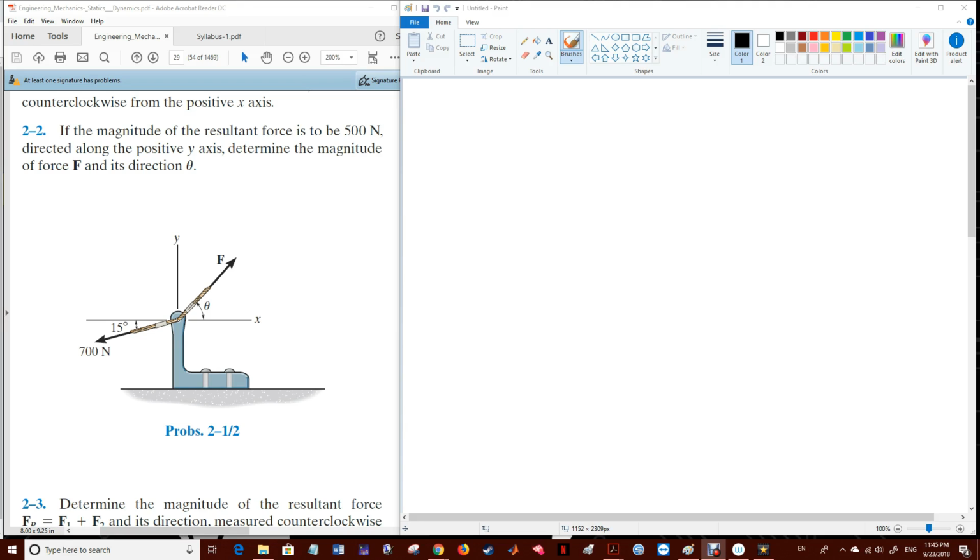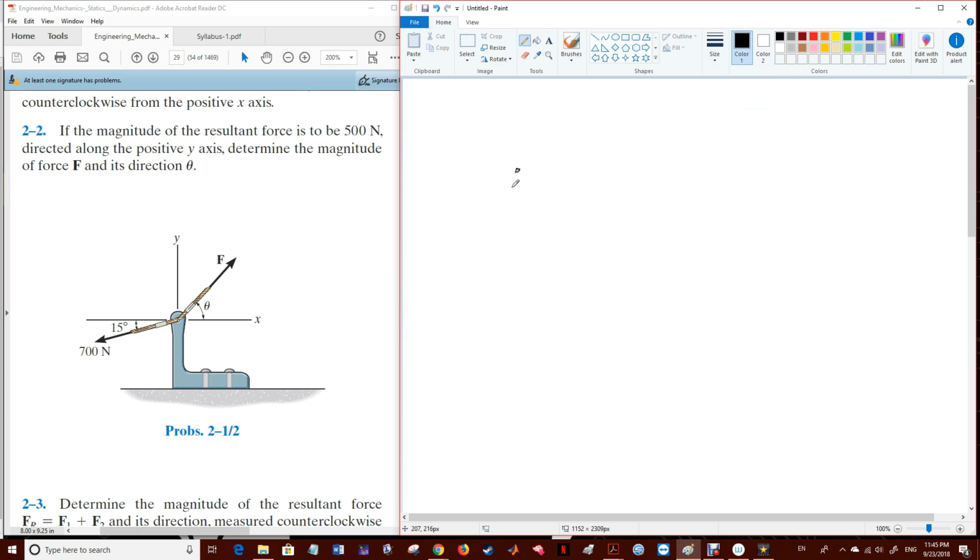The first problem we will be doing is chapter 2, number 2. The question reads, if the magnitude of the resultant force is to be 500 newtons directed along the positive y-axis, determine the magnitude of the force F and its direction. So for a problem like this, what we have to do is figure out what forces we have, and it turns out from here we have two exact forces.